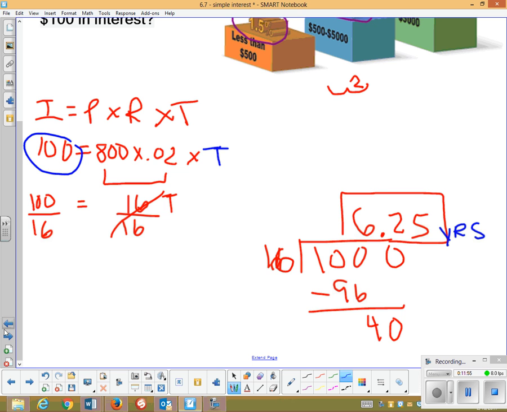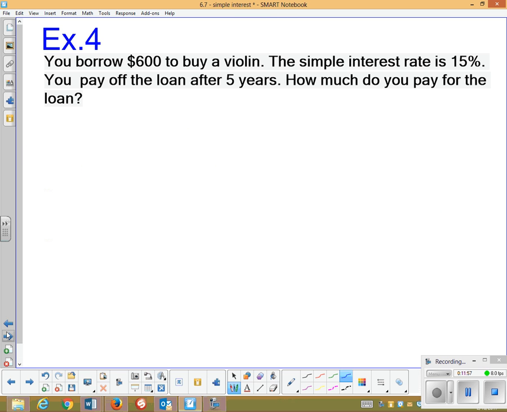Okay? All right, so let's go ahead and do example number 4. For example number 4, it says this time you're borrowing money. So in this case, the interest is actually a bad interest. If you borrowed $600 to buy a violin, you won't be paying back just $600 to the bank, but now you're going to be paying more because you borrowed their money. So there's a penalty. So for this, their rate is going to be 15%, and then it says that you're going to promise to pay it in 5 years.